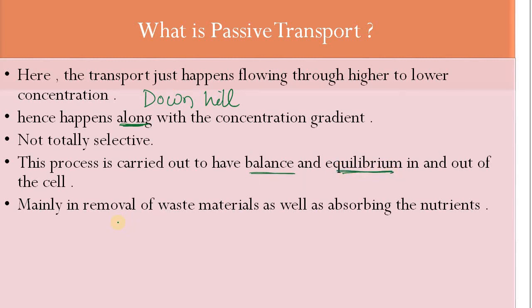How so? If nutrients have to enter the cell, then it will happen in terms of passive transport. No energy should be spent there. And if some waste materials, let it be carbon dioxide, let it be waste materials of any kind, have to be removed from the cell, then it should happen through passive transportation. So removal of waste materials as well as absorbing nutrients, both are terms of passive transport.